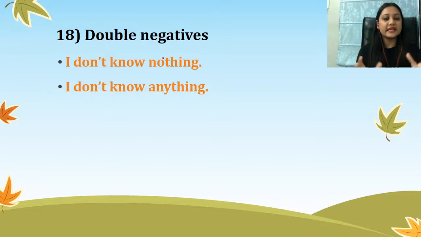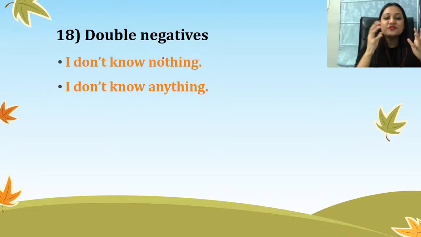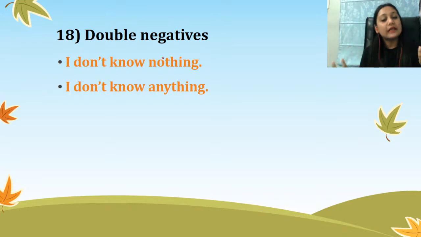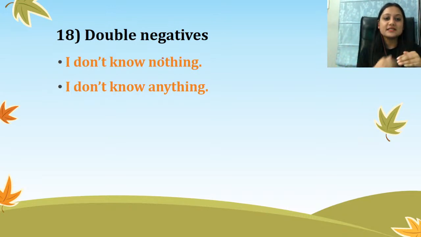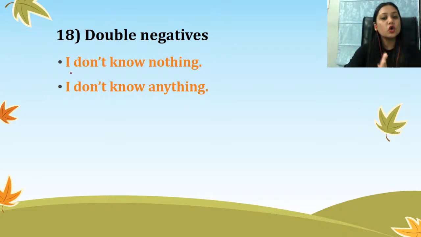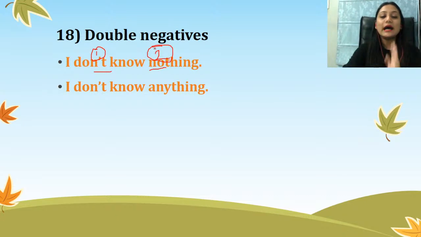Next is double negatives. In a sentence, I mean, how we try to translate our own language into English. In our language, maybe it is allowed to use double negatives, but in English, we generally don't do that. So avoid using double negatives in a sentence. For example, we have used here, I do not know nothing. You have used one negative, and nothing itself is negative. So we are not allowed to make this mistake. That is grammatically incorrect.